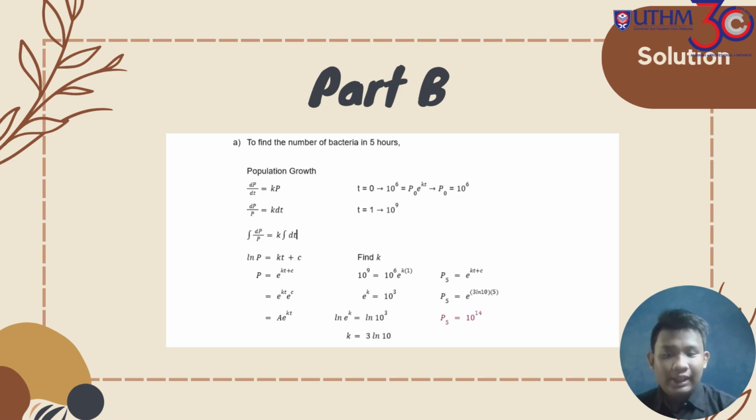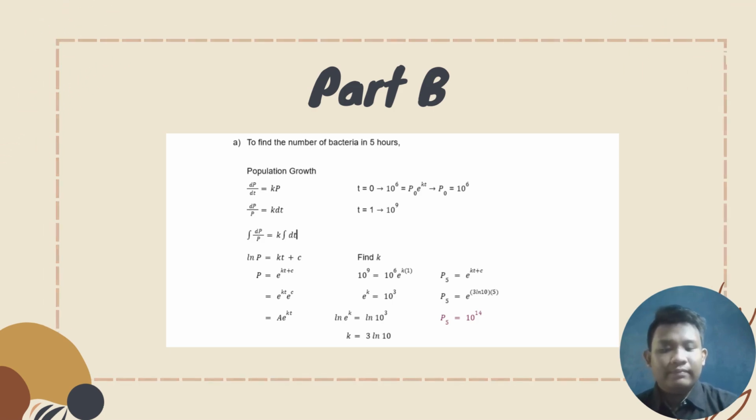Firstly, we must find the constant k. So we use 10 power of 6 as our initial P and 10 power of 6 as our A. After we calculate it, we get e power of k equal to 10 power of 3. And then we simplify and we get that k equal to 3 ln 10. And then we search the number of bacteria in 5 hours. So P5 equal to e power of 3 ln 10 multiplied by 5. And then we get the answer is 10 power of 40.